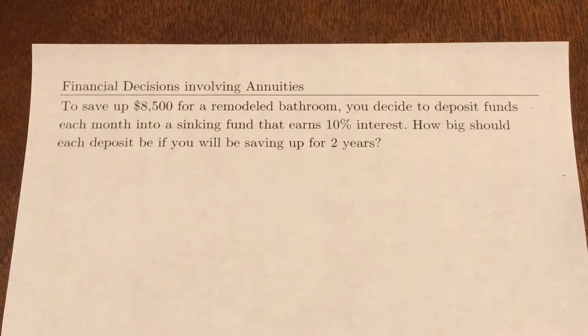This question says, to save up $8,500 for a remodeled bathroom, you decide to deposit funds each month into a sinking fund that earns 10% interest. How big should each deposit be if you'll be saving up for 2 years?